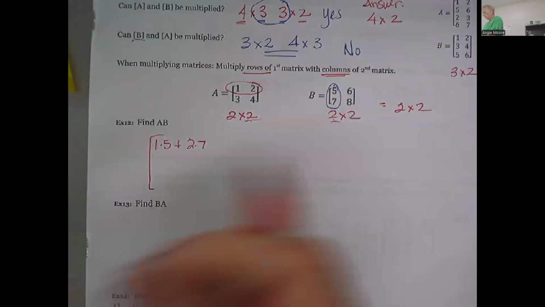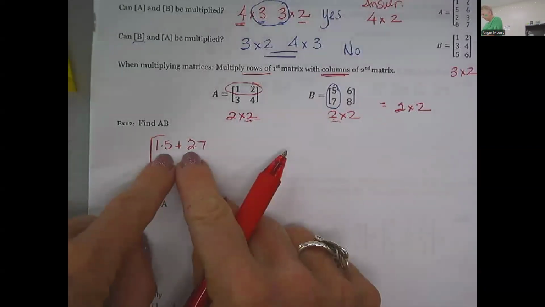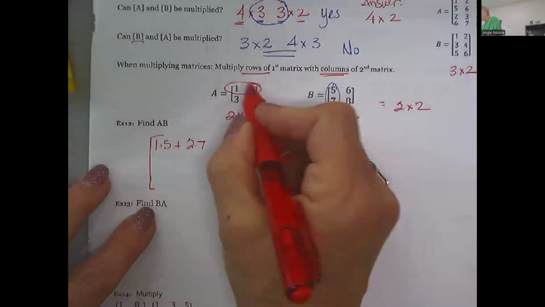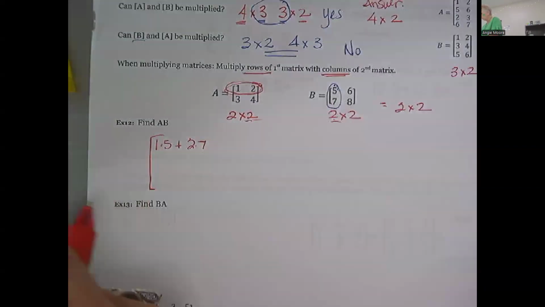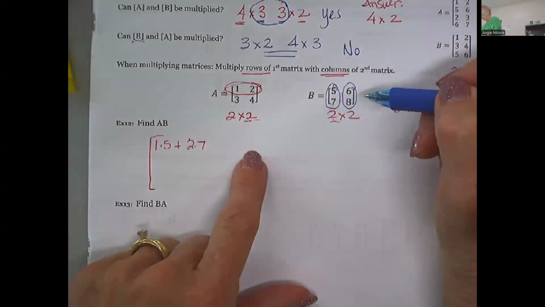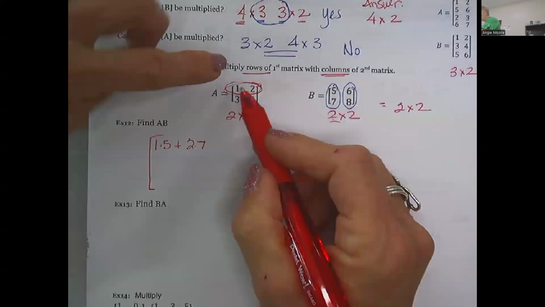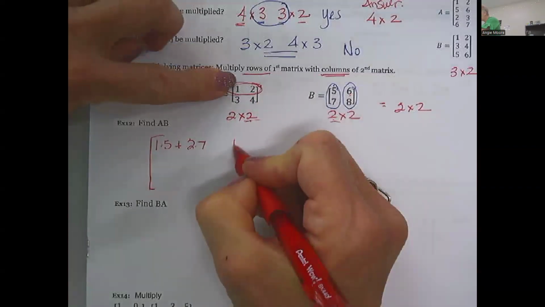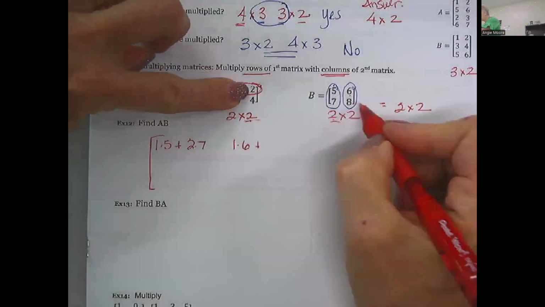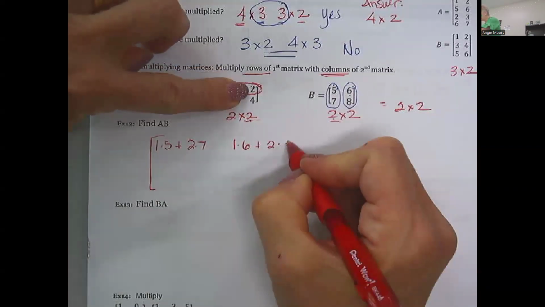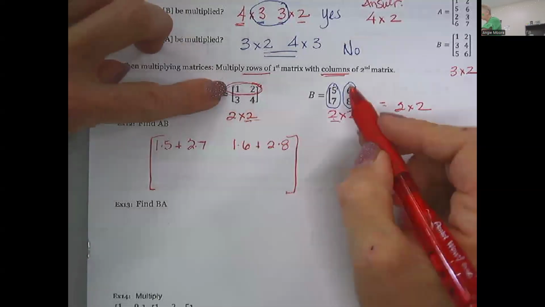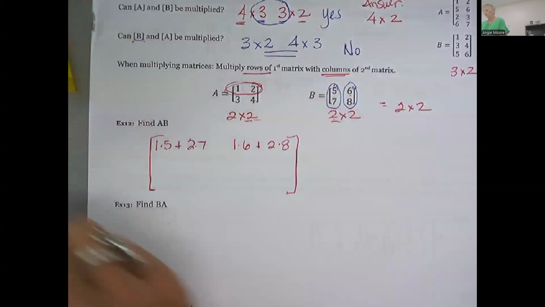And that will be that first element in this matrix. Now I will take the same row and multiply it by the second column to get this element over here. We'll do the same thing. We'll take 1 times 6 and add it to 2 times 8. And there we've done our first row with both columns.